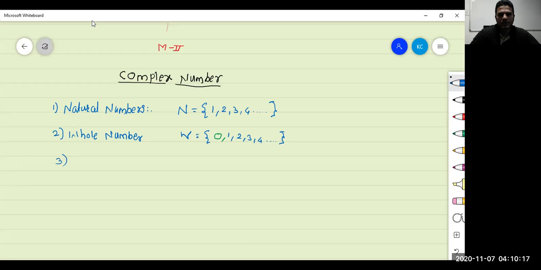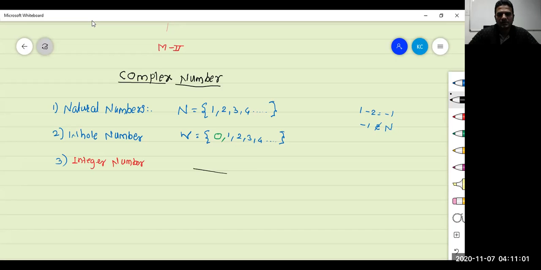Suppose we take the difference of two natural numbers, 1 minus 2 is minus 1. This minus 1 does not belong to the natural numbers. Is it correct? New numbers came into the picture, and that is integers. Integer numbers.